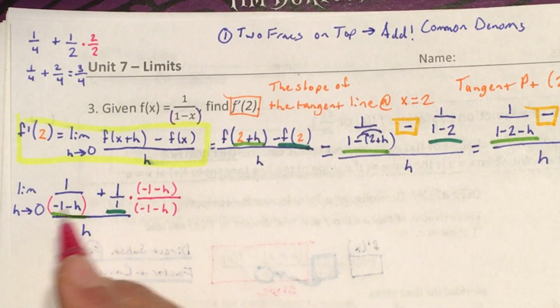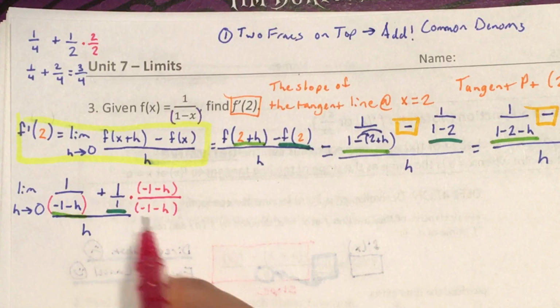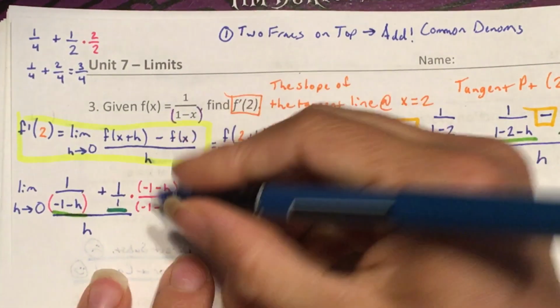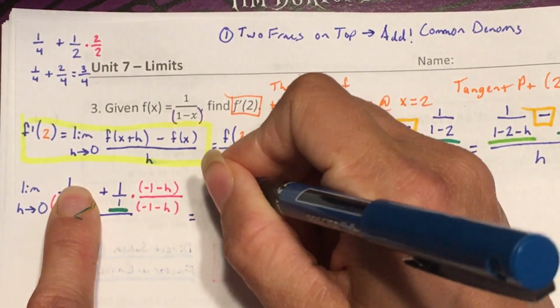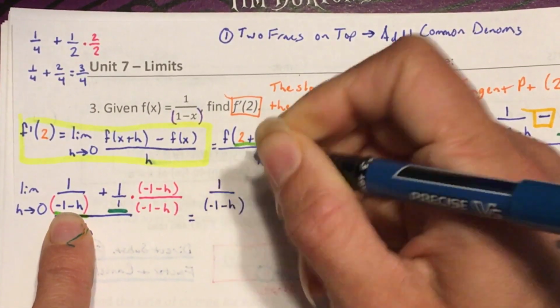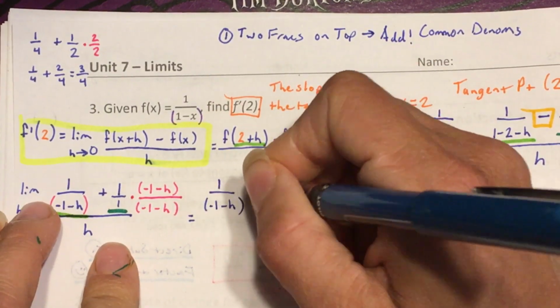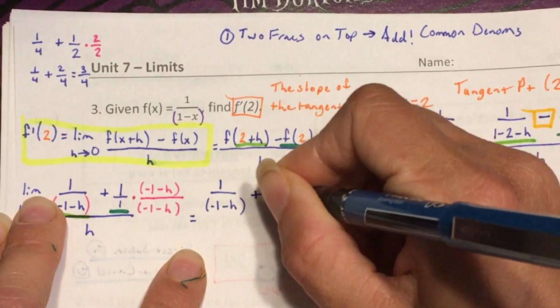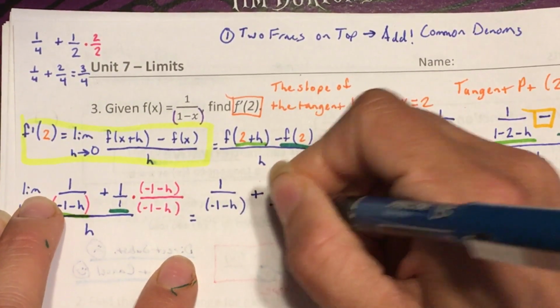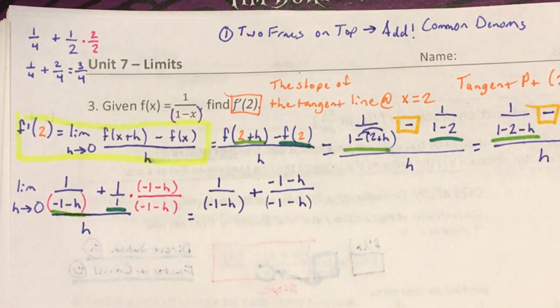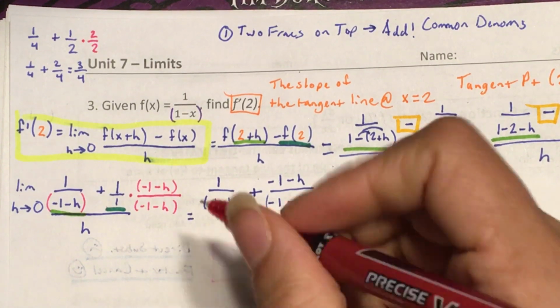So we look at our denominators, we multiply by a creative form of 1 so that this guy is going to have the same denominator. So our first fraction remains the same, 1 over -1 minus h, and then plus -1 minus h over -1 minus h.